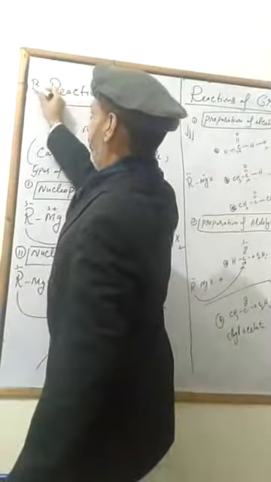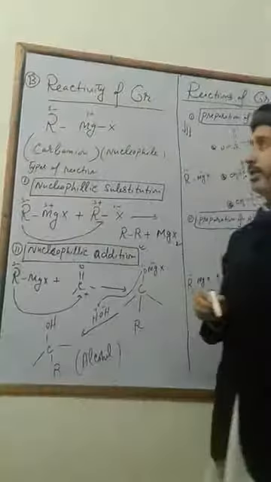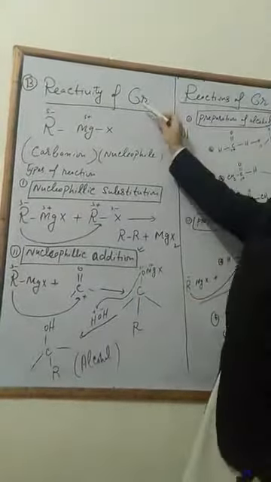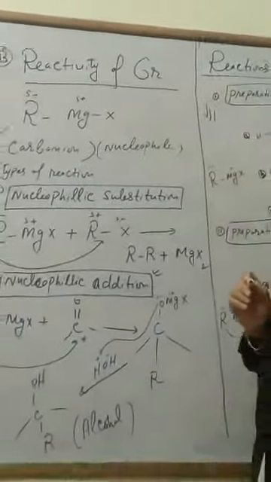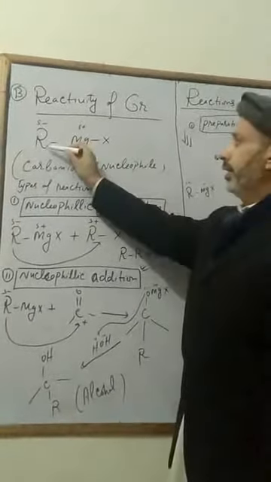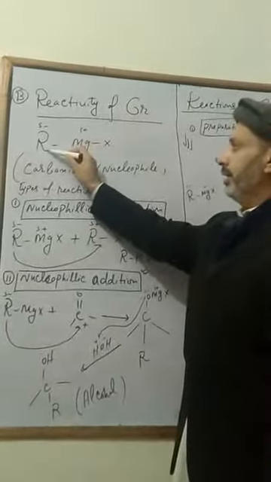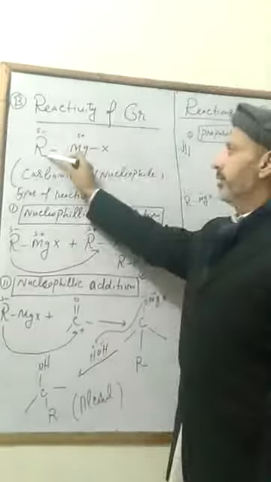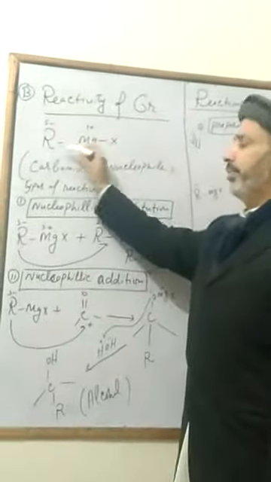Part B of this lecture is reactivity of Grignard reagent. Look at the structure of Grignard reagent. Here is the magnesium carbon bond.